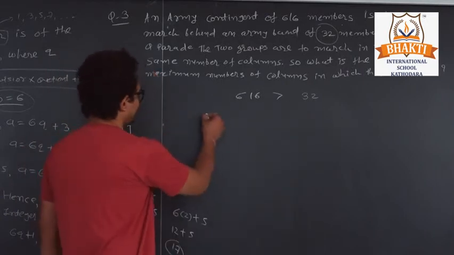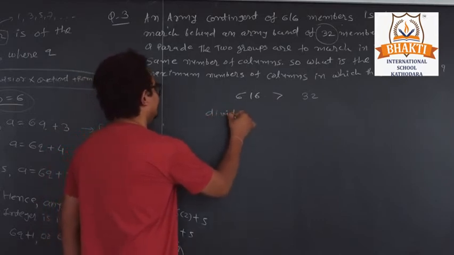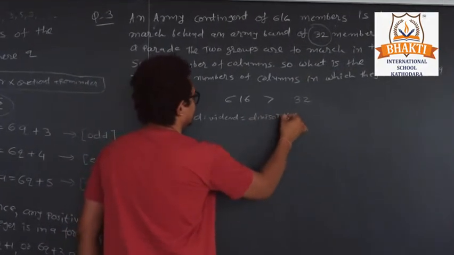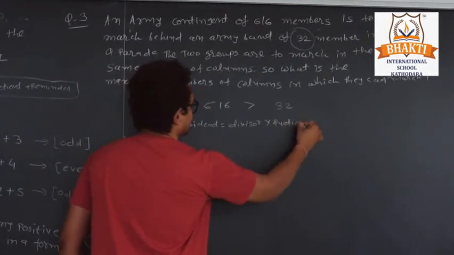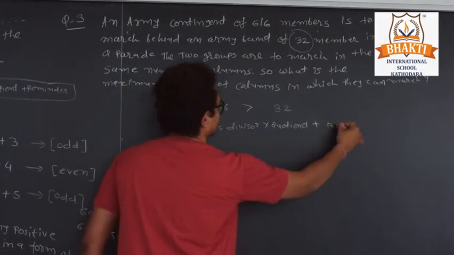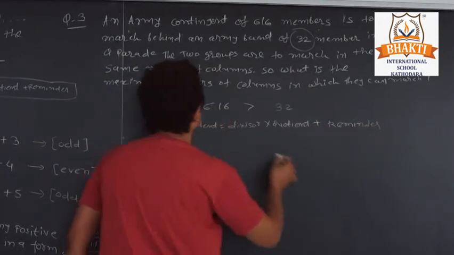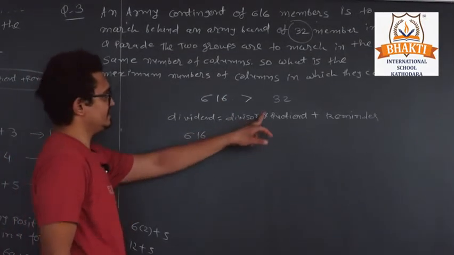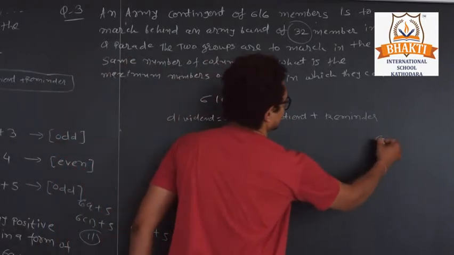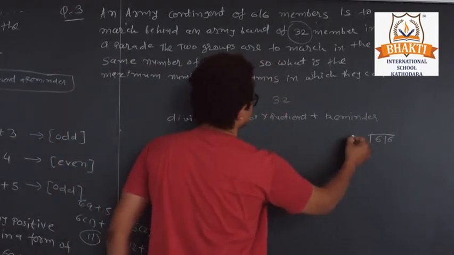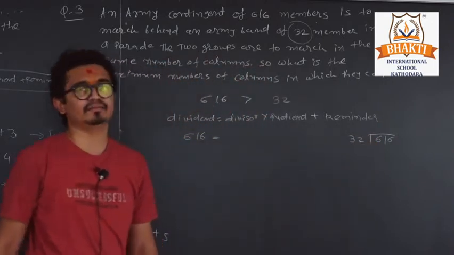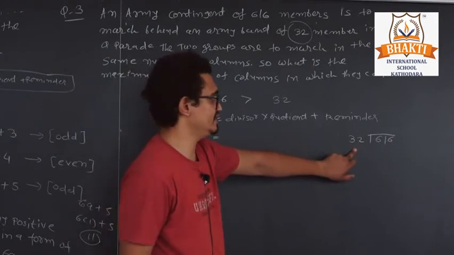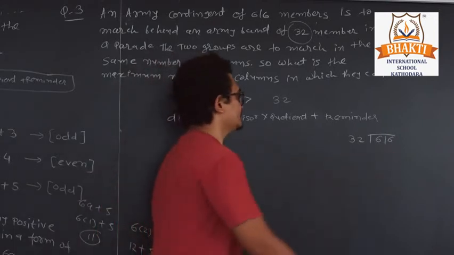So here once again we have the same formula. Dividend is equal to divisor into quotient plus remainder. So what is our dividend now? 616. Now 616 is divided by 32. So here we can write 616 divided by 32. 32 ones are 32. 32 twos are 64. So here we have 61. So we can start with 1.